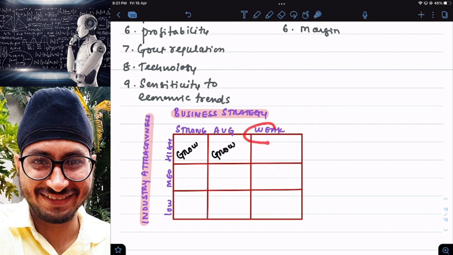My business strategy is weak, but my industry attractiveness is high. Then I will hold. Hold, build, harvest, divest, we have already seen, right? Next. My business strategy is strong, but industry attractiveness is medium. Then what will I do? Grow.